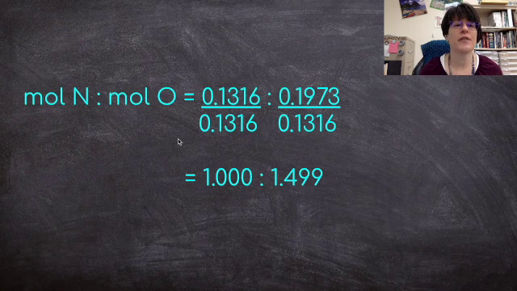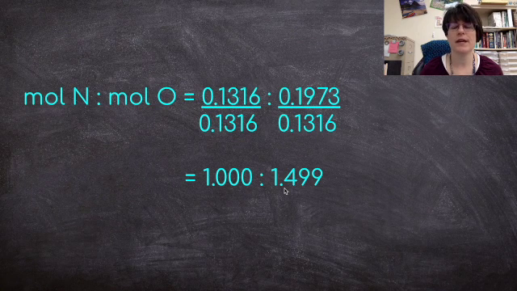Now we figure out that mole ratio, so our moles of nitrogen to our moles of oxygen. Our smaller number is that 0.1316 for the nitrogen, so we divide both numbers by that. So the nitrogen here, the 0.1316, and the oxygen, the 0.1973, and we end up with a mole ratio of 1 to about 1.5.